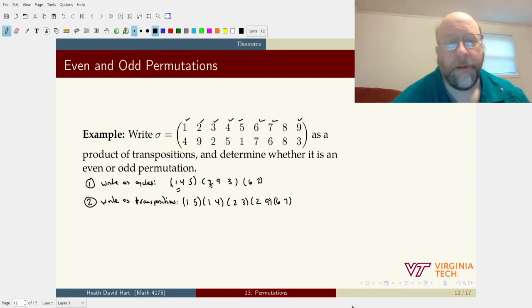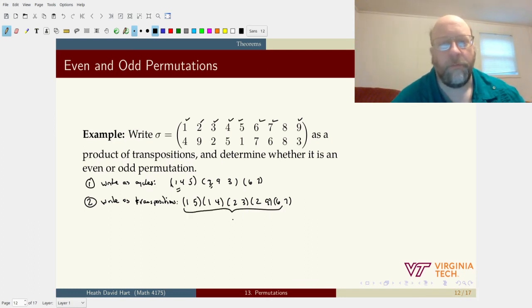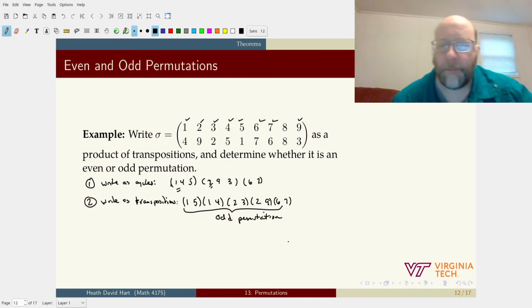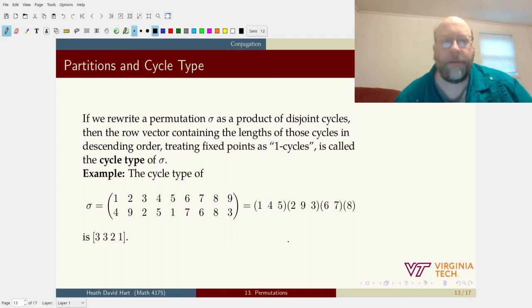All right. So this is an odd permutation. It takes me 5 different transpositions to write out that product, and 5 is an odd number. Okay? All right.